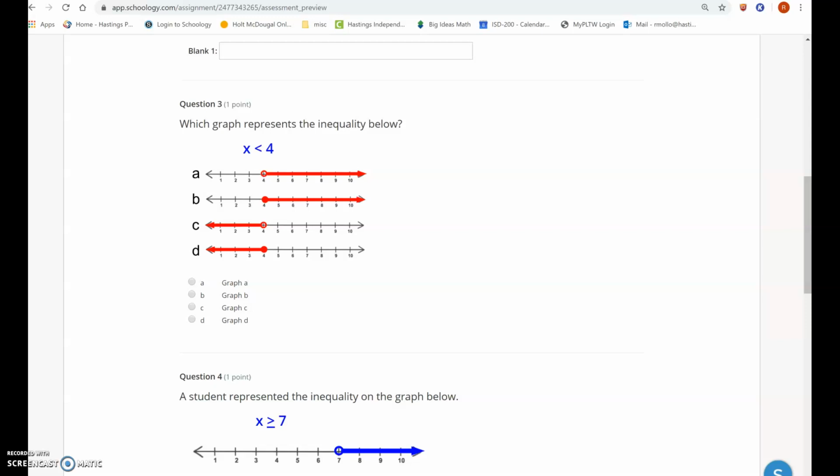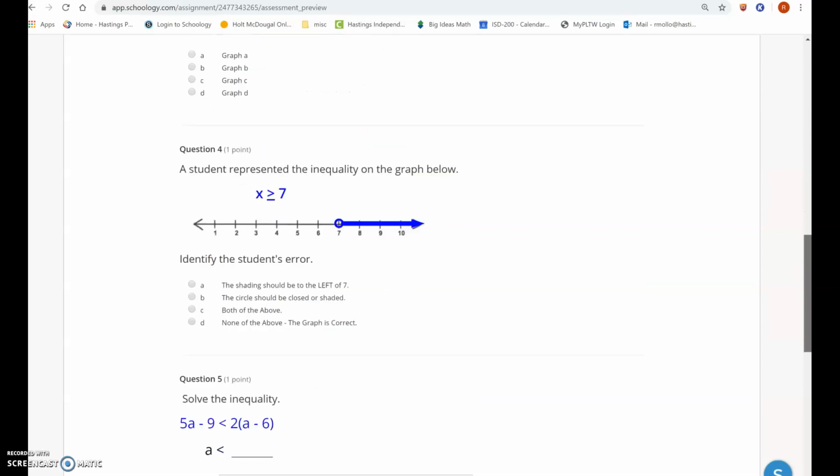Numbers that are less than 4 are numbers like 3, 2, 1, and going this way to the left. Not numbers like 5, 6, 7. That would not be true. 5 is not less than 4. So we're going to look at option C for that one.